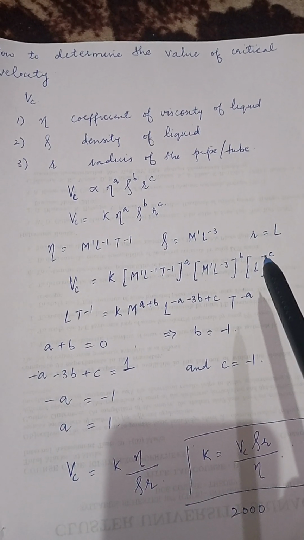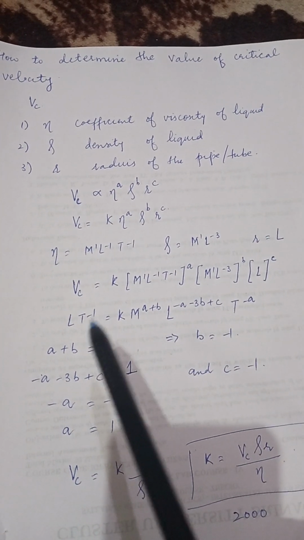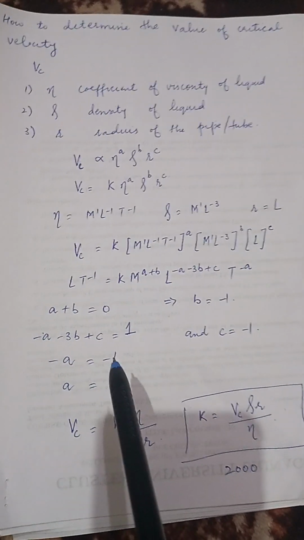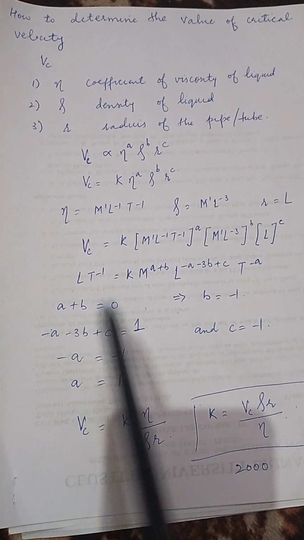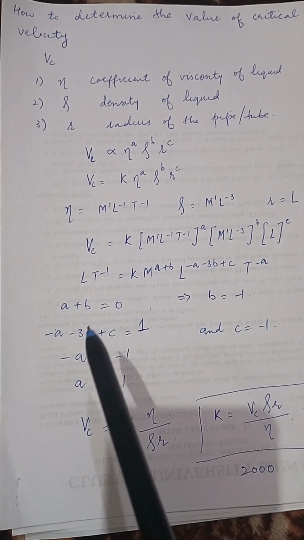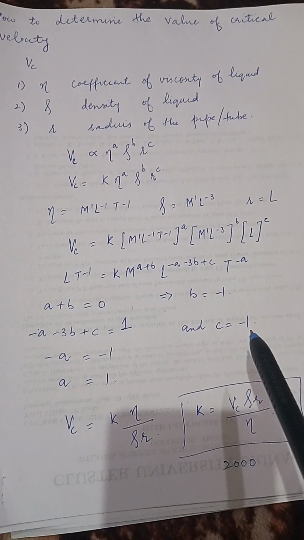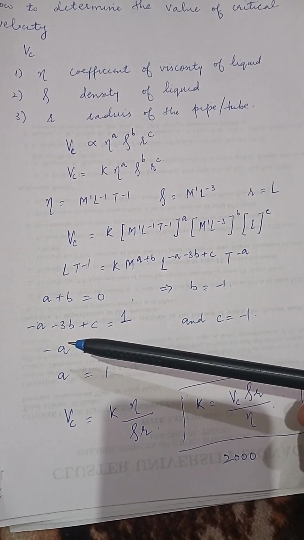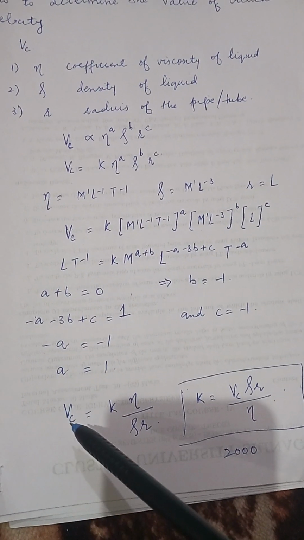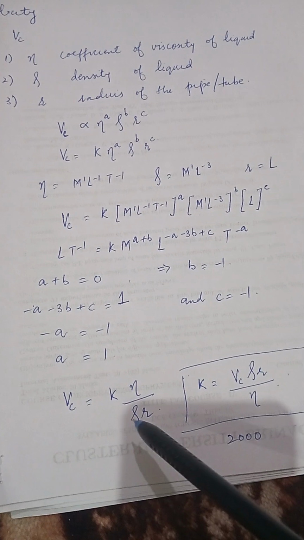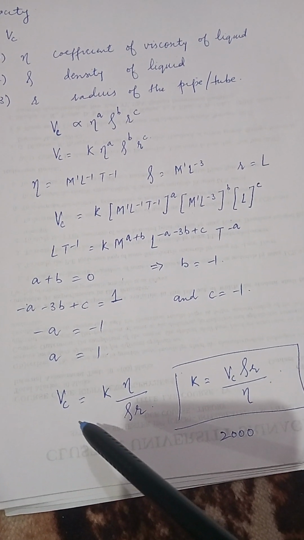And what is the power of T? It is minus a only. So minus a is equal to minus 1. Once minus a is minus 1, a is 1. We substitute a equal to 1 here. This gives b equal to minus 1. And once we substitute both a and b, we get c equal to minus 1. So we substitute a, b and c in this formula. What do we get? Vc is equal to k times eta by rho into r. So this is the formula for critical velocity.